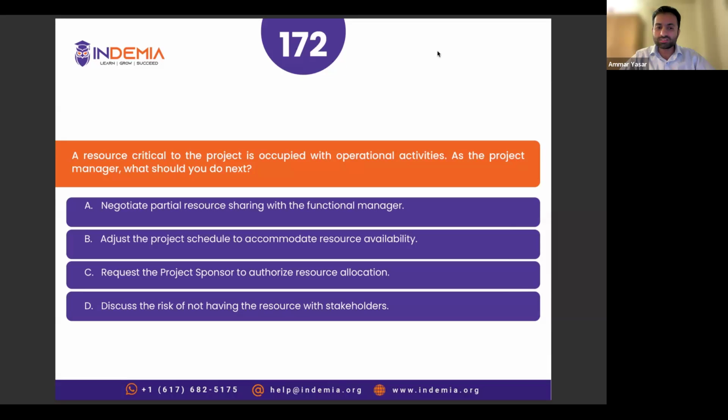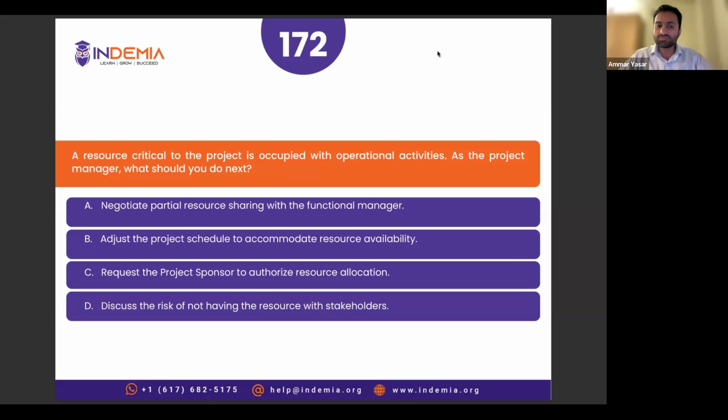And one of the tips for the exam, please remember, escalation is the last resort. When nothing is working, then you go for escalation. Best action in this regard is you talk to the functional manager, right? You discuss with the functional manager how important this resource is for your project. And based on that, if they understand, yes, the resource is important, maybe they agree, yes, you can take that resource. If they don't agree, then you can go for maybe partial resource sharing.